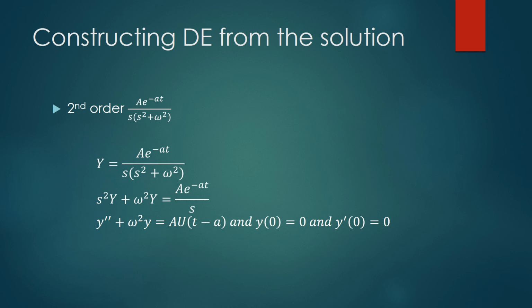Laplace inverse of both sides, we get y double prime plus omega squared y, and for the right hand side we can see that it's the inverse of a unit step function, so it becomes a unit step function of t minus a. The initial conditions are y(0) equals 0 and y prime(0) equals 0, since we don't have any constant term and any constant term times s on the left side of the equation.